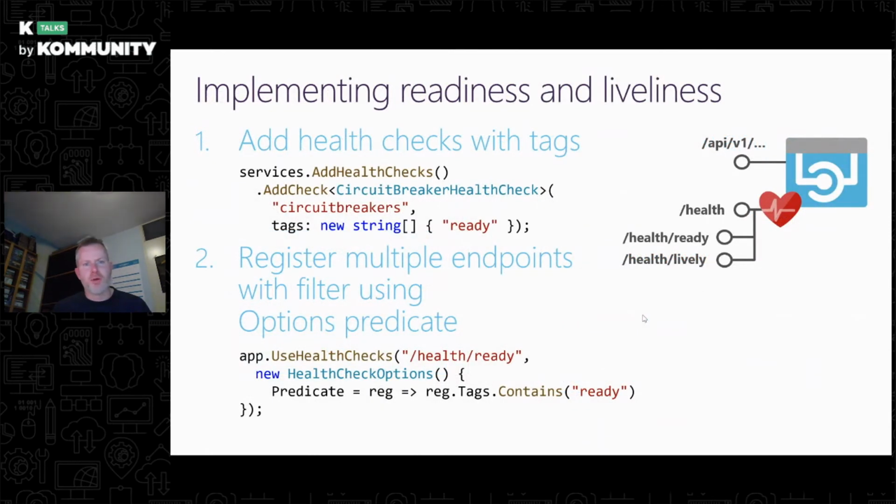Now, I'll skip over these things. There are some details here on how you can register those. Suffice to say that you can tag them, and when you register multiple endpoints, you can say, okay, run these tests with a certain tag or not. And that's how you can switch between certain tests for ready and live when you have multiple tests registered.